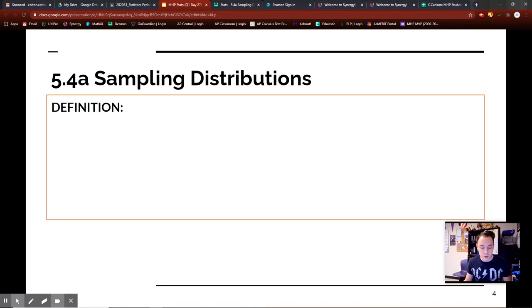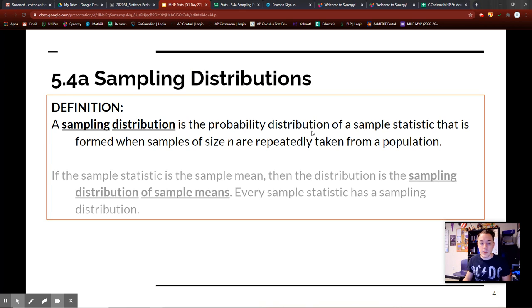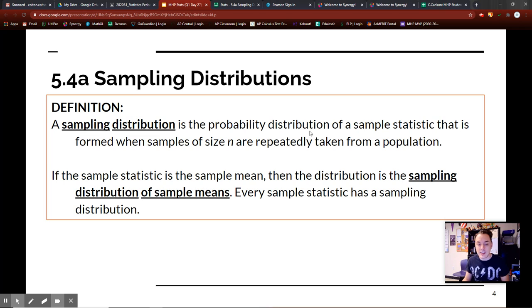5.4a, sampling distribution. What is it? Well, first off, a sampling distribution is the probability distribution of a sample statistic that is formed when sample sizes of n are repeatedly taken from the population. If the sample statistic is the sample mean, then that means the distribution is the sampling distribution of the sample means. Kind of gets a little bit redundant, right?